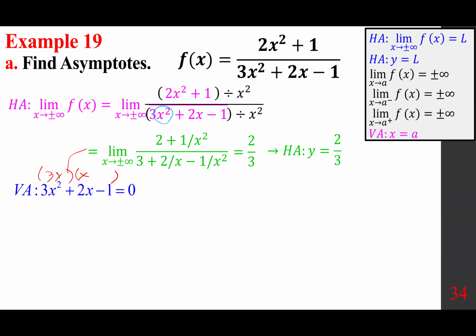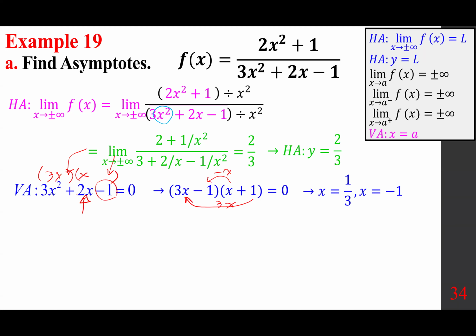Three and 1, so you have to pick numbers here because this is -1. You have no choice but to go with 1 and -1. You just want to make sure that the middle terms add up to 2x. They do. So x equals 1/3, x equals -1. Those are the vertical asymptotes.